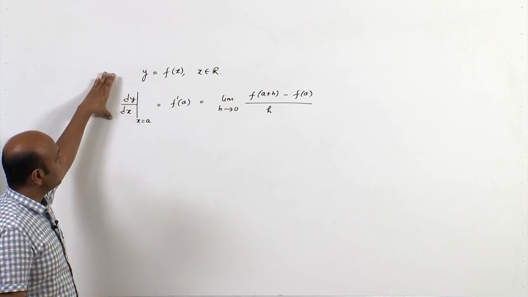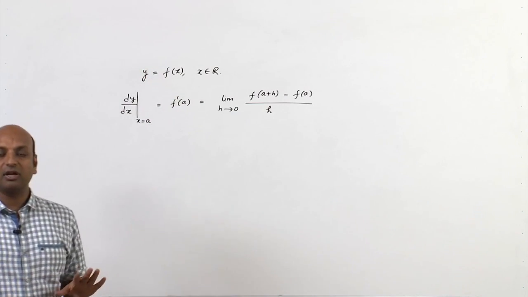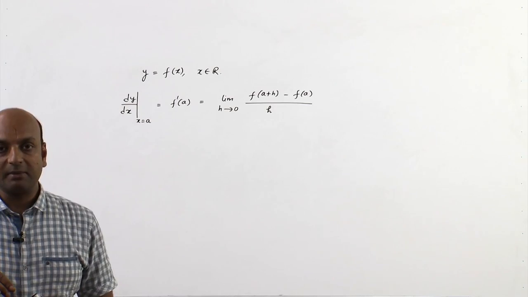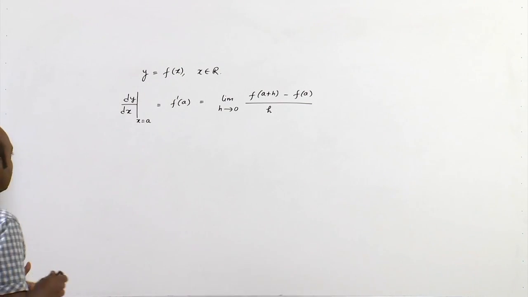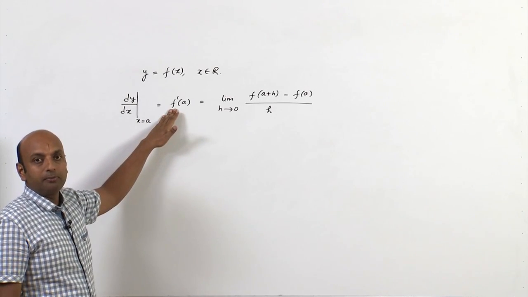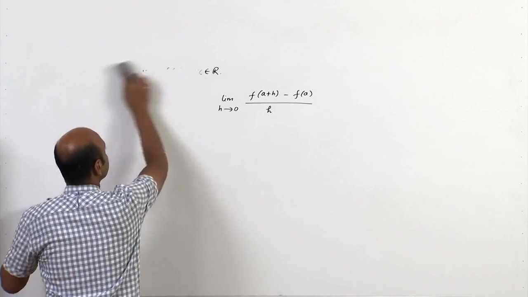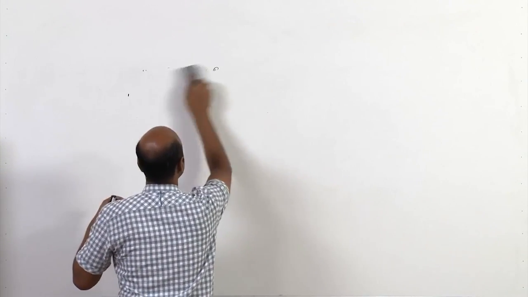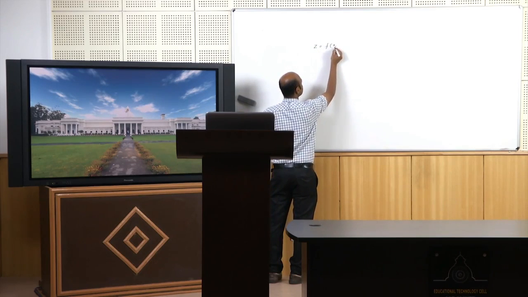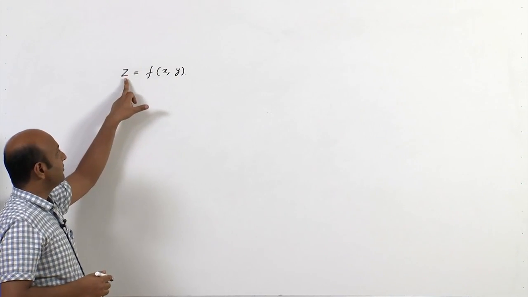So, this we have already seen, what we mean by derivative of a function of a single variable. Now, in multivariable we have more than one independent variable, so we can't define the derivative like this. Here we have the concept of partial derivatives. So, what do you mean by partial derivative? Suppose we have a function of x and y, a two variable function. Here x and y are independent variables and z is a dependent variable.